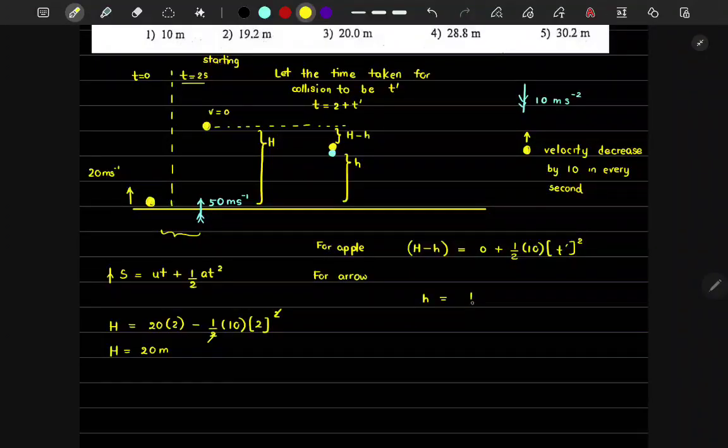Then for the arrow, simple h equals 50 t dash plus half 10 t dash square. Now we can substitute instead of this, h minus h.